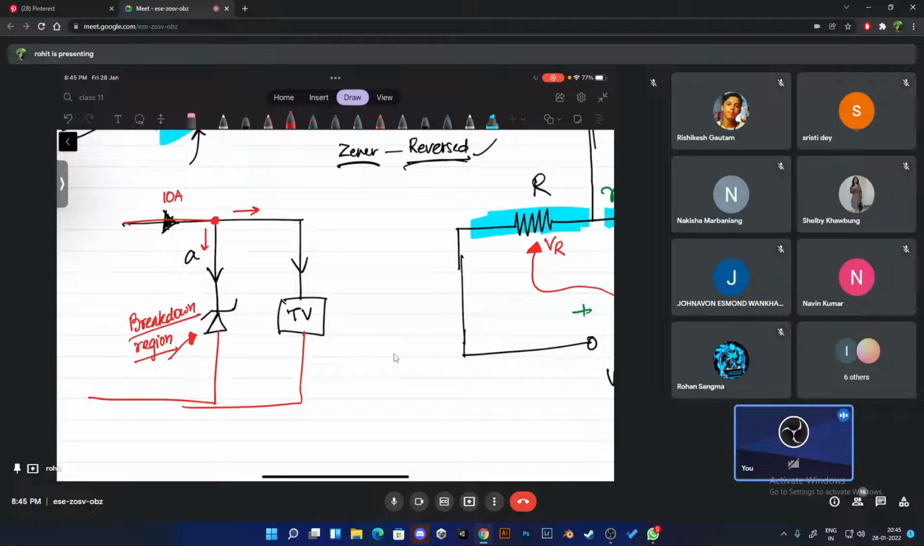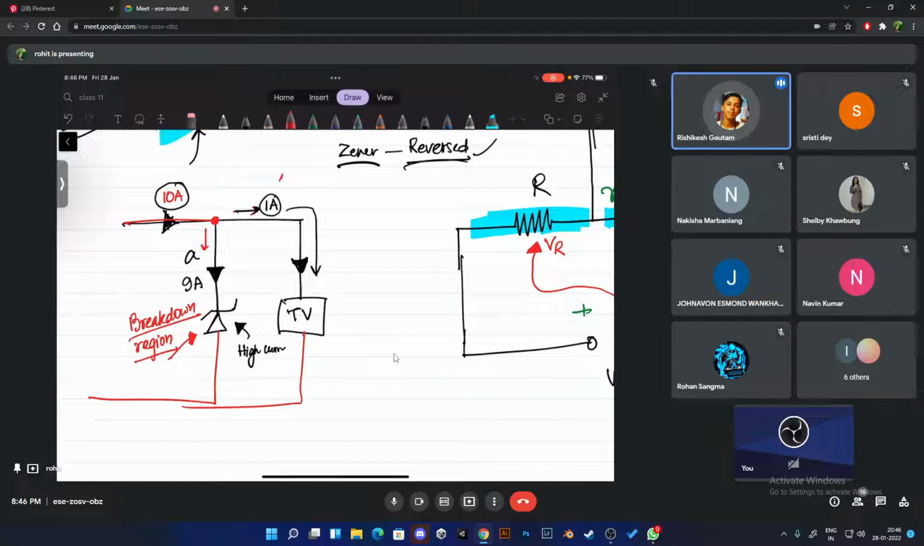In the breakdown region, what kind of current do I get from this diode? Do I get current or very, very high current? Very, very high current. That means whatever current is coming, most of the current will pass from here, right? Yes, sir. So how much will go there now? Out of 10, 9 is going there. So how much will go there? 1 ampere. But do you understand now why low current, this one?